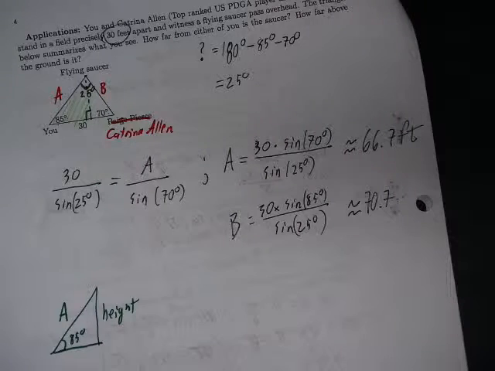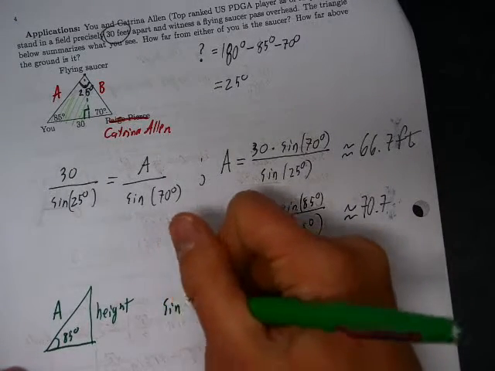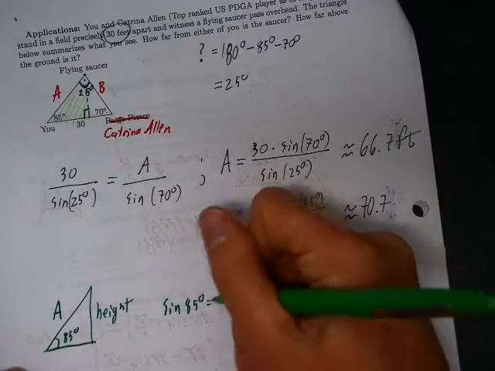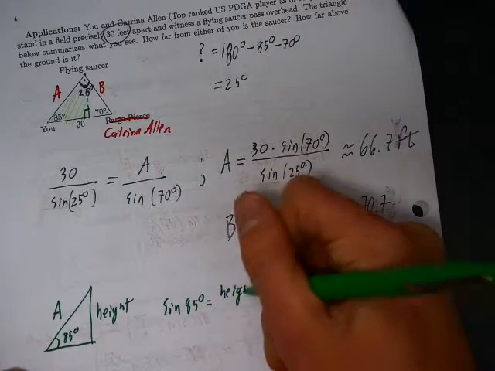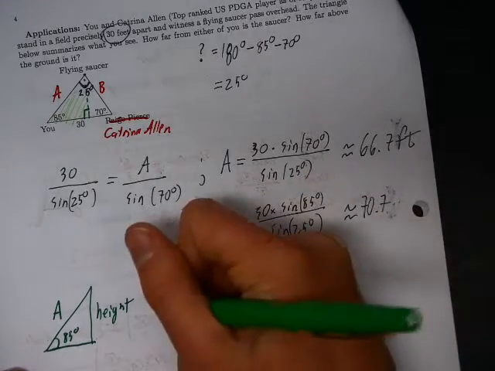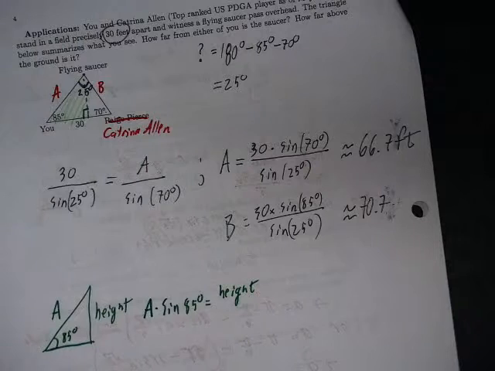Which trig function seems useful here? I would like to know the side length opposite 85 degrees. And I know the hypotenuse, so sine. So the sine of 85 degrees is precisely the height, which I would like to know, divided by A. So let's just multiply both sides by A without even writing that first equation. So what can I say?